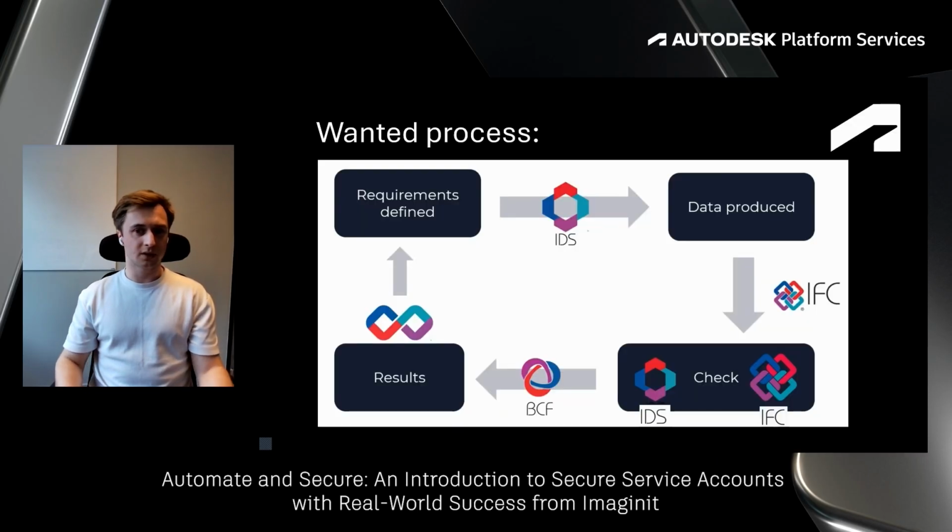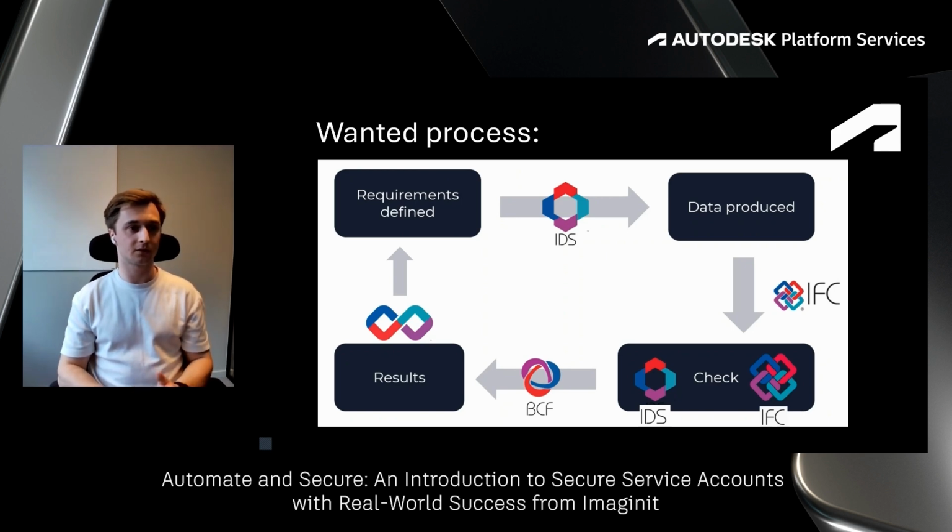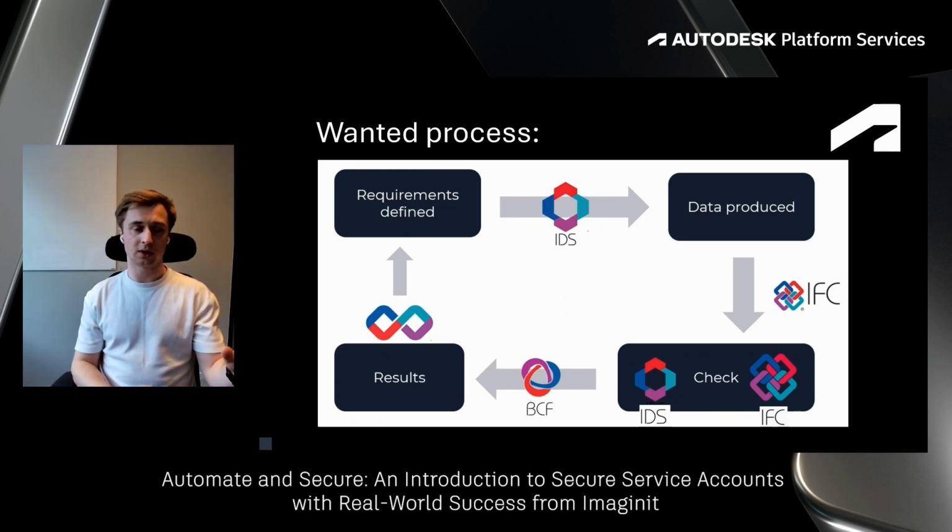The process, or the workflow we want to have. If we start on the top left, we need to define some requirements, what we want in our BIM model. The requirements should then be written in an IDS. And when we have the requirements, we can start producing data, which is the BIM model or the IFC. When you're happy with the IFC so far, or just want to check how the status is, you can do an IFC IDS check.